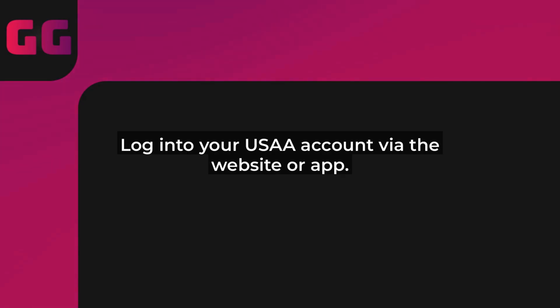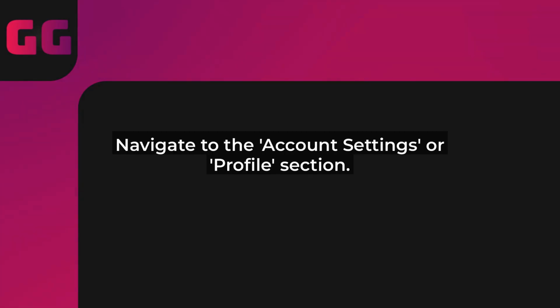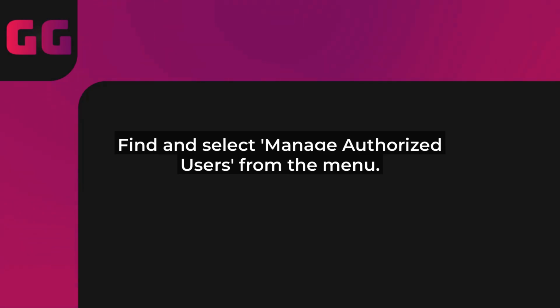First off, ensure you're logged into your USAA account. If you haven't already, head to the USAA website or app and use your secure credentials. Once you're in, navigate to the Account Settings, or Profile, section. It's usually found in the main menu or dashboard. This is where you'll manage all your personal details.